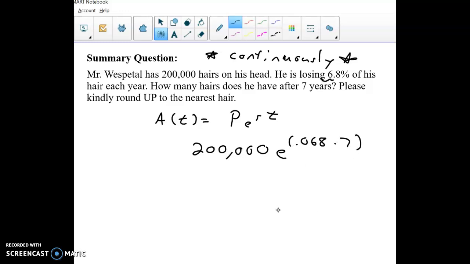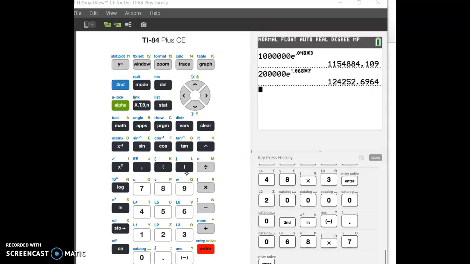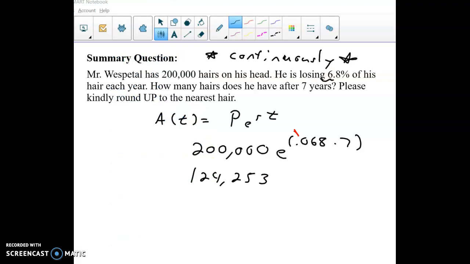Okay, and if you type this in your calculator, hopefully you realize that I actually gained hair in that scenario, which is not what we want. So the way to change it is just like the previous formula, make the rate negative, and then I will lose hair. So now it's just punch it in and record our answer. If you need help with it again, when you enter it, you use this e to the x. So it's second, and then this ln key for e to the x. So it looks like 124,253. So realistically, not that bad. After 7 years, I still have over half my hair. So I'm hanging in there.